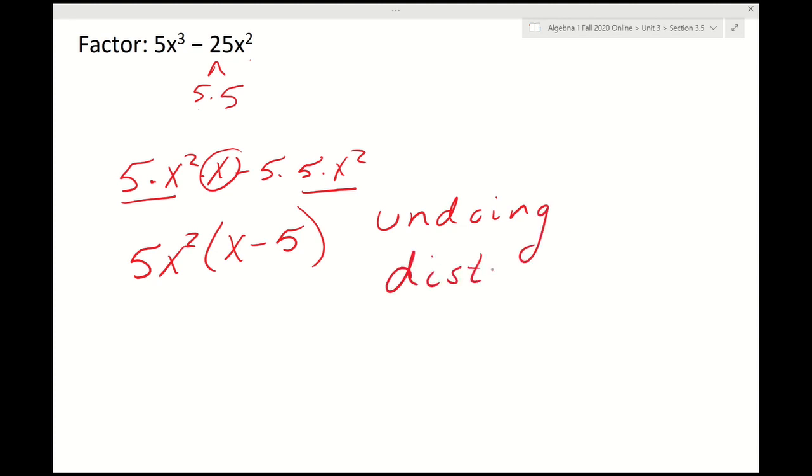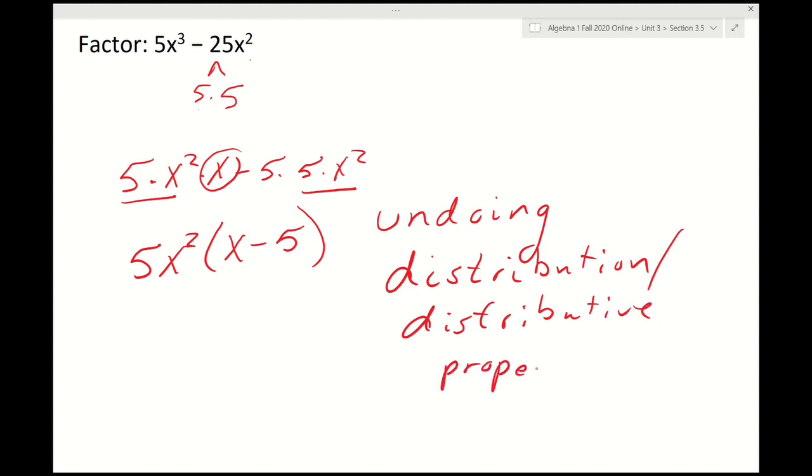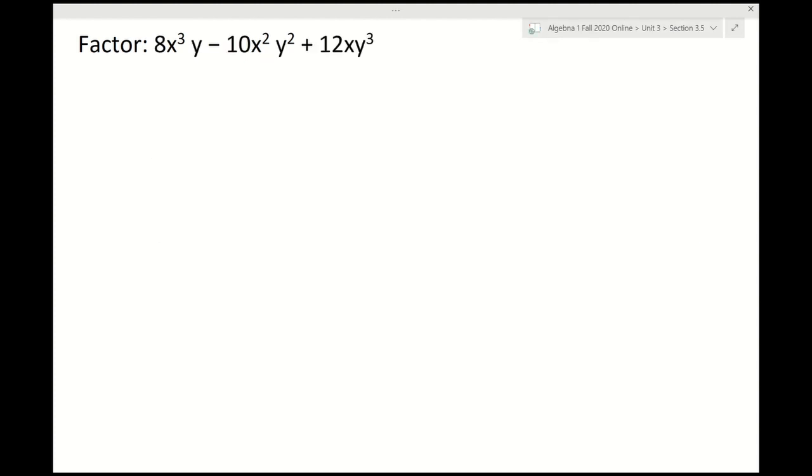What we are doing is undoing distribution, or the distributive property. That is what factoring is. It's undoing the distributive property.